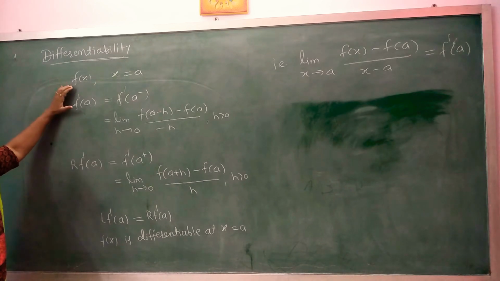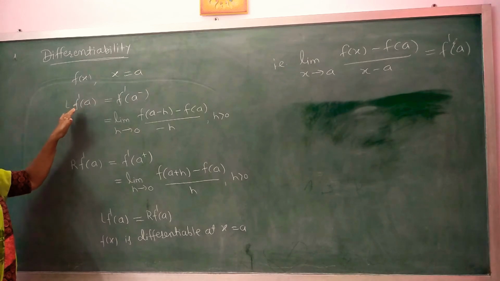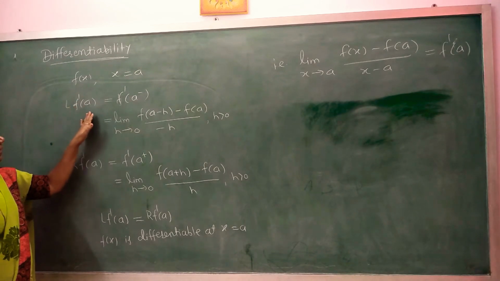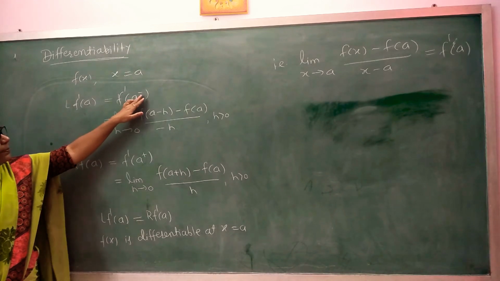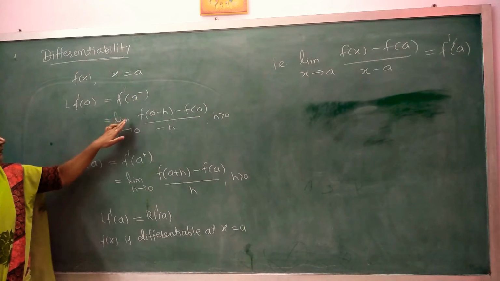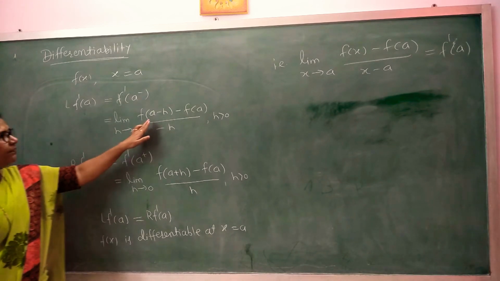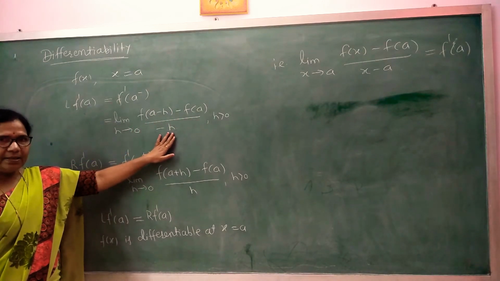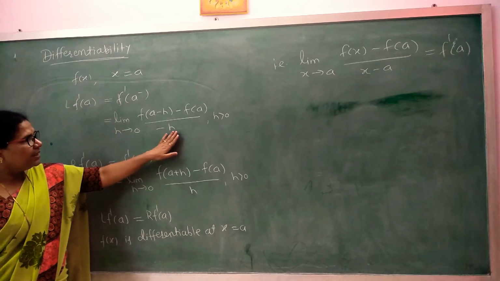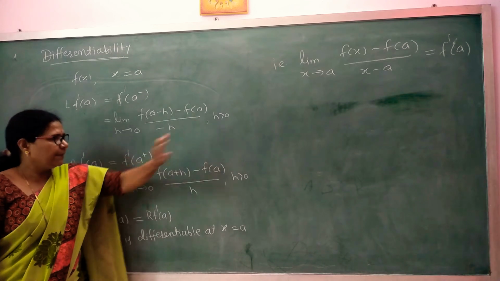Now the left hand derivative of the function at x equal to a is denoted by L of f dash a, or we write it as f dash of a from left, and defined as limit h approaches to 0 of f of a minus h minus f of a divided by minus h, where h is a very small positive number.